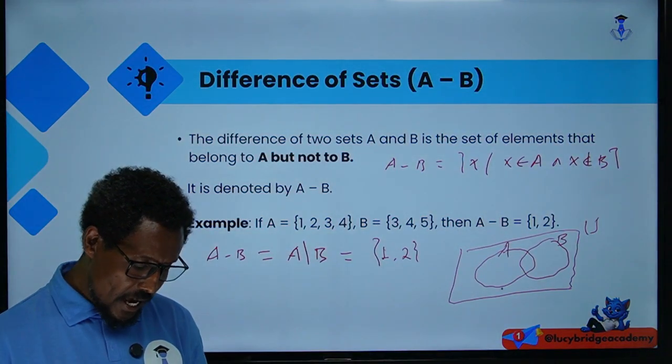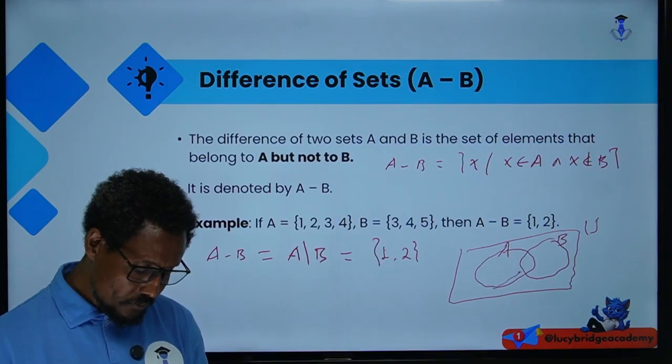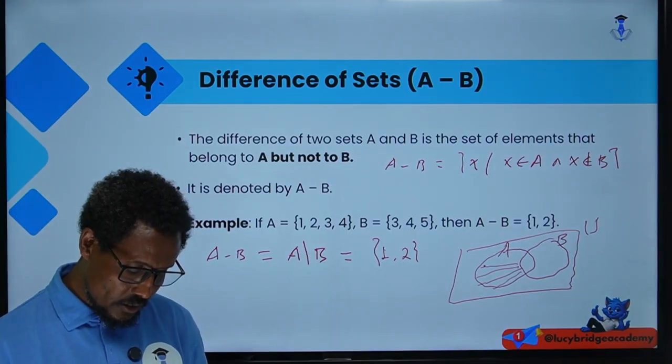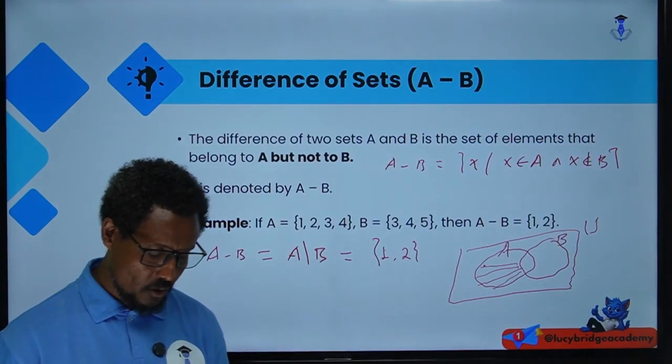Set B. A without B means this part, this shaded part, the shaded region. This is in A, not in B. A without B or A minus B.